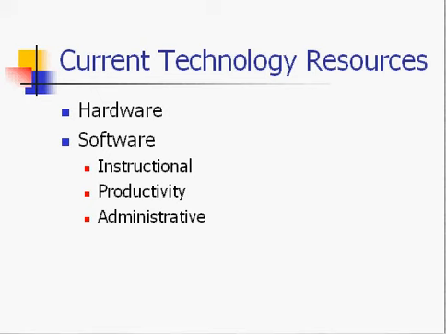We'll move away from hardware onto software, and there's 3 kinds there. There's instructional software, productivity software, and administrative software. And this book will basically focus on the instructional and the productivity software. There's other textbooks that deal with administrative software, like maintaining test scores or grades and attendance, that kind of thing. But not this textbook.